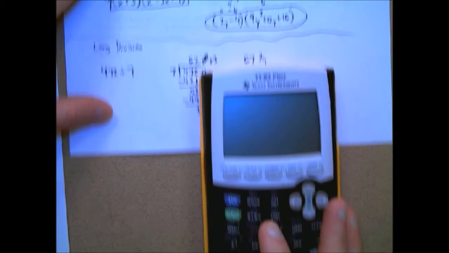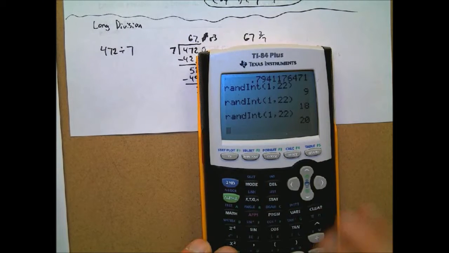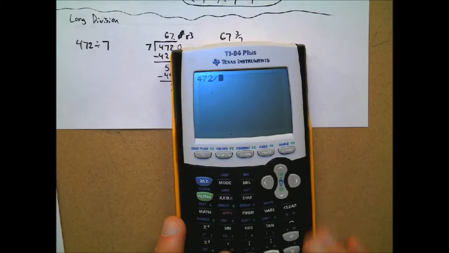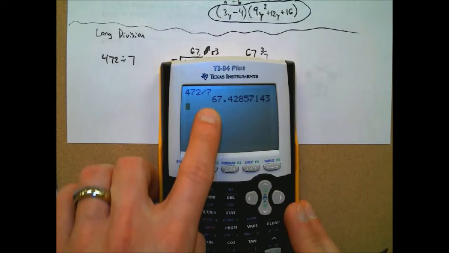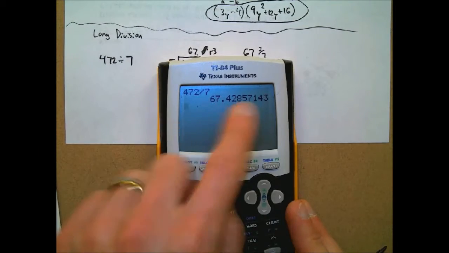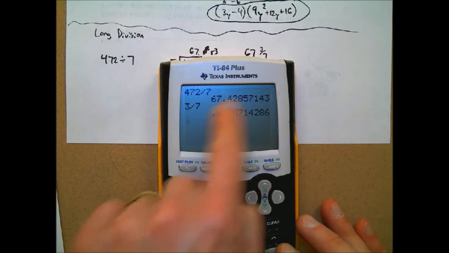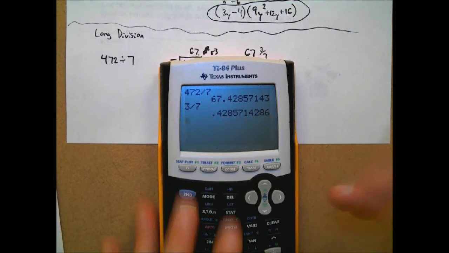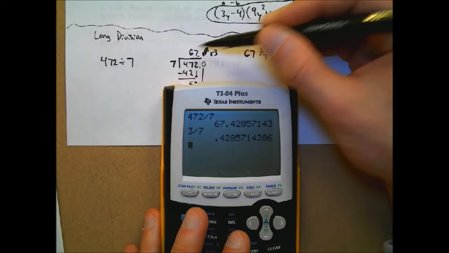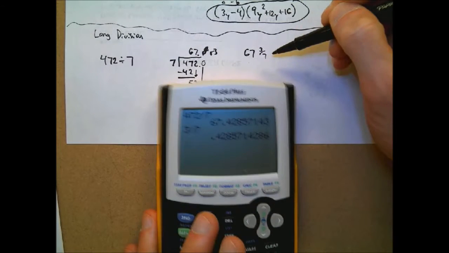Okay, so take a look here. If I take 472, excuse me, 472 divided by 7, okay, look, there's our 67. And then we have this decimal piece here, and watch, what's 3/7? There's our decimal piece. 4, 2, 8, 5, 7, 1, 4, 2, 8, 6, okay? So this remainder, if you put it over top of what you're dividing by, that's like the fraction right there, 67 and 3/7. Okay? That's long division.